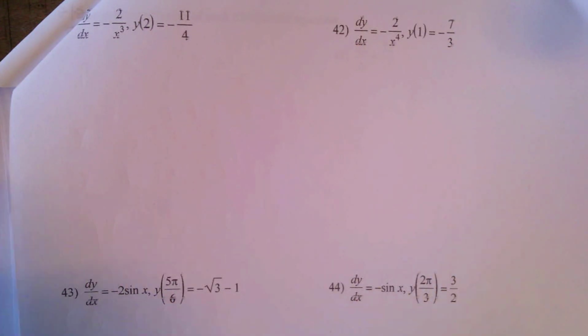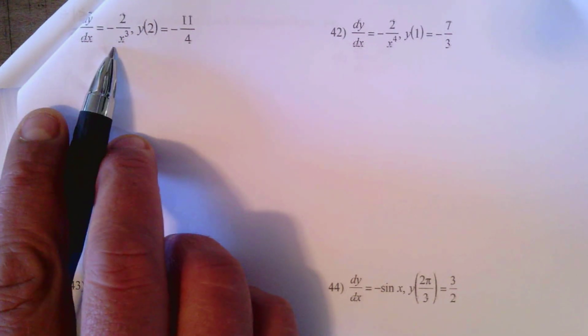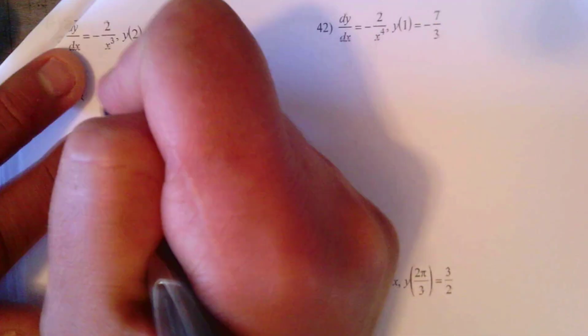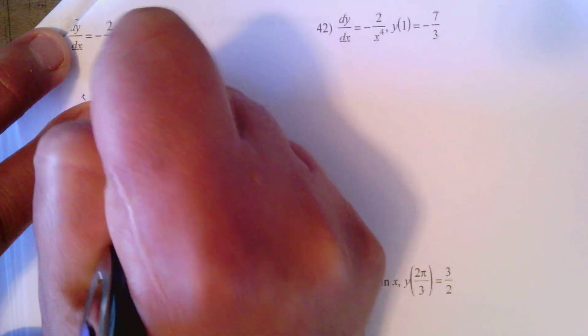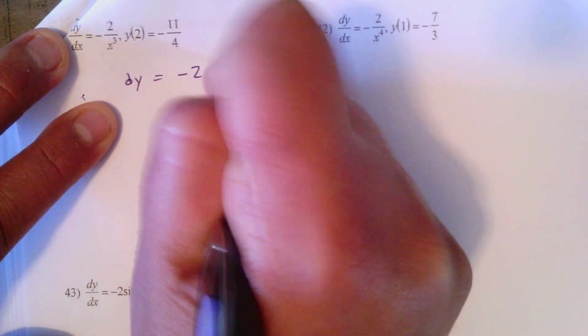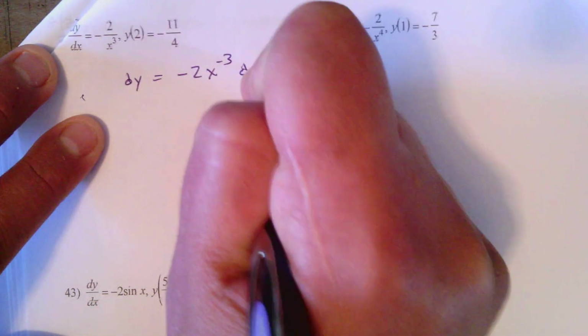Okay, 41. dy over dx is equal to negative 2 over x cubed, and then this is our initial condition. So let's first set up and solve the differential equation. So we're going to have dy is equal to negative 2x to the negative 3. We're going to rewrite it so we can use the power rule. We're going to integrate both sides. This is going to give us y.